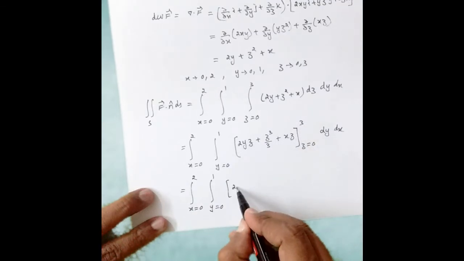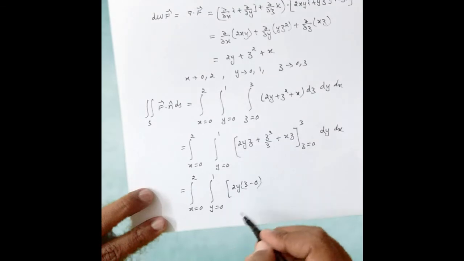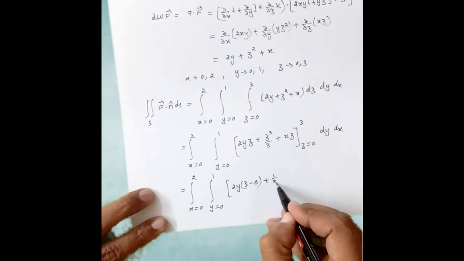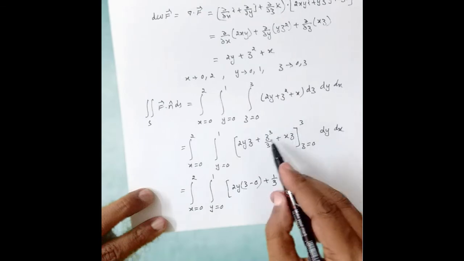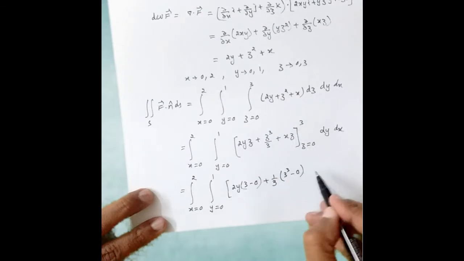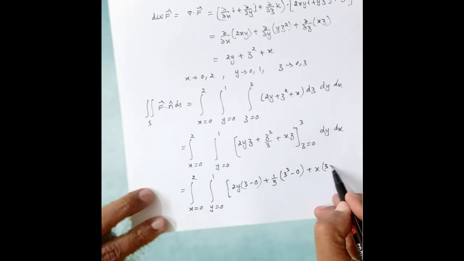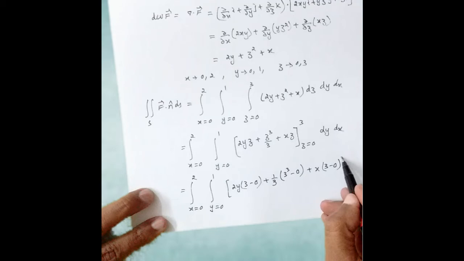So we'll be getting 2y. Upper limit value for z will be 3, lower limit will be 0. Plus 1 by 3 times of upper limit value for z will be 3, so 3 cube, lower limit value will be 0. Plus x times of upper limit value for z will be 3, lower limit value will be 0, times of what you have, it is dy dx. Let us further simplify this expression.